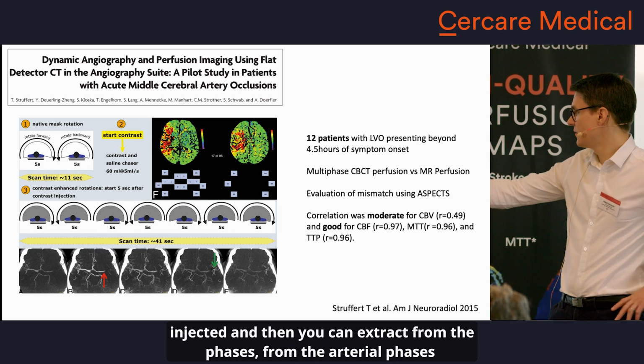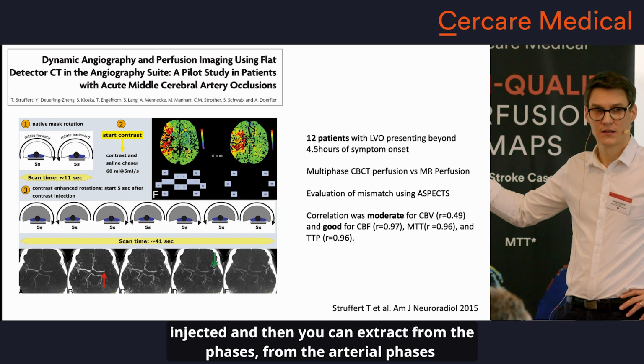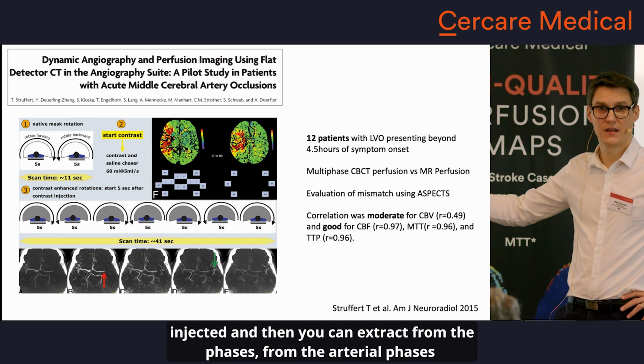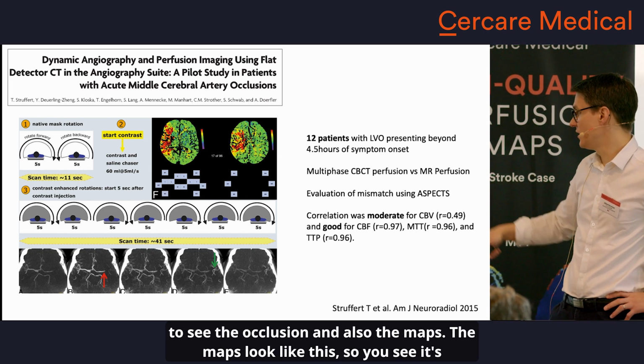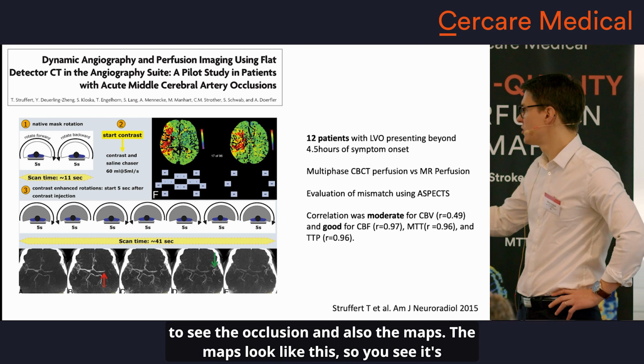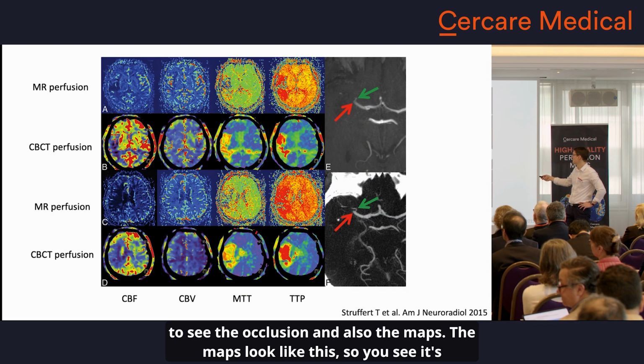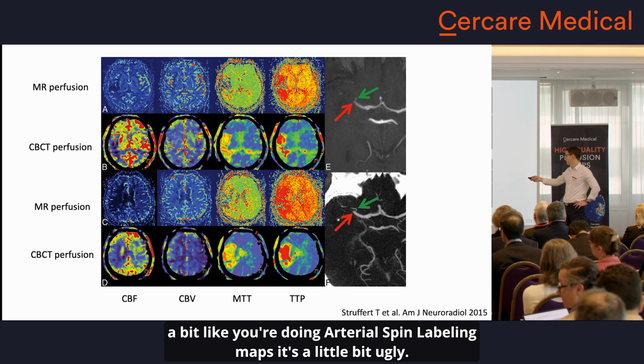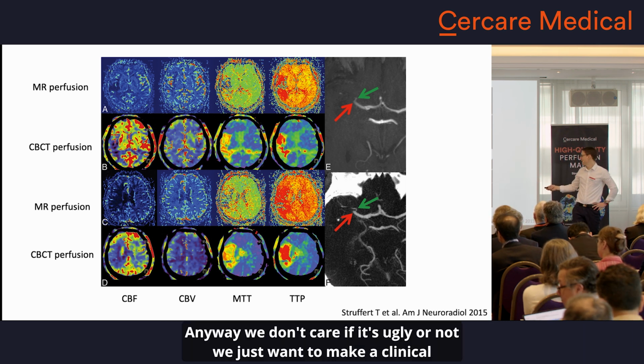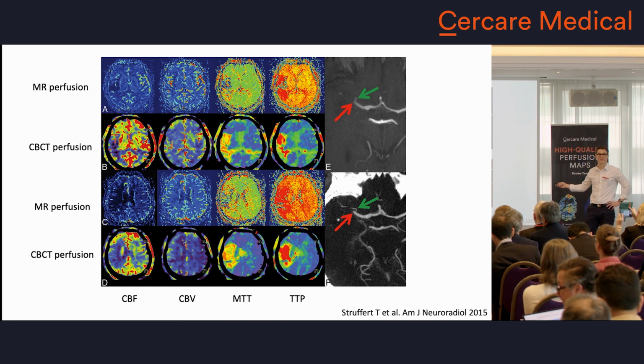And then you can extract from the phases, from the arterial phases, to see the occlusion, and also the maps. The maps look like this. So you see it's a bit like you're doing arterial spin labeling maps. It's a little bit ugly. Anyway, we don't care if it's ugly or not. We just want to make a clinical decision.